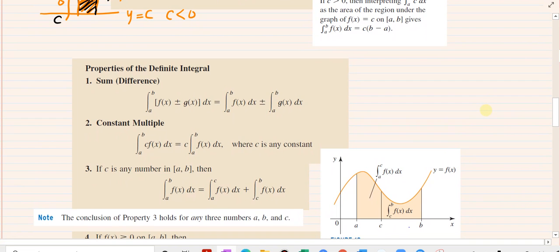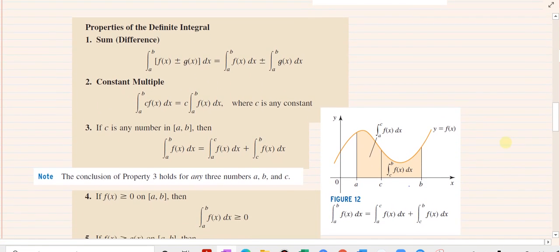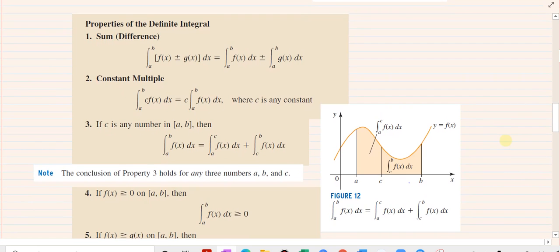And there you go. So the graph that you're seeing here in this figure 12 is an illustration of the third property. You're looking at the interval that ranges from a to b, and we are interested in the integral from a to b, so we can break this into two segments, right? From a to c and then from c to b. So it's like breaking the region into two parts.